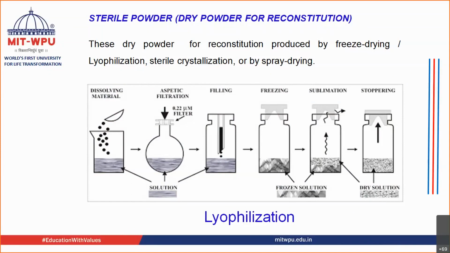Now, these dry powders for reconstitution can be produced by freeze drying, that is the lyophilization method. They can be prepared by sterile crystallization, or by spray drying. Let us go to the first method, lyophilization. How is the process carried out? You take the drug and dissolve it inside the solution, so what you get is the solution form of it.